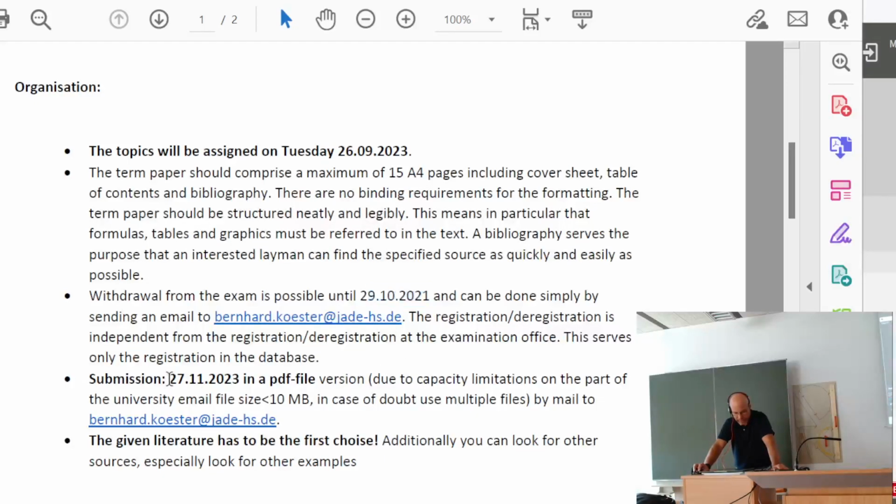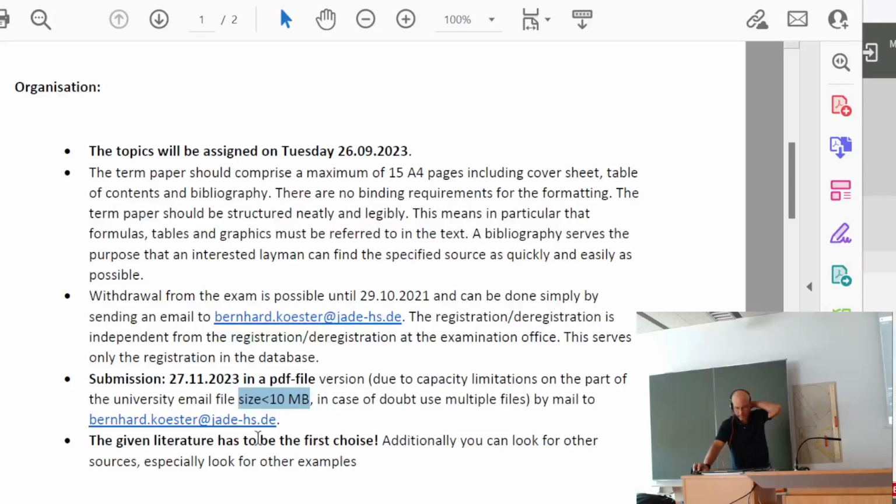Submission is then on the 27th of November, also by email, or maybe I will make it uploadable in Moodle. You will see this. If it is an email, please keep in mind that we have restrictions in our email accounts: the file must be less than 10 megabytes.